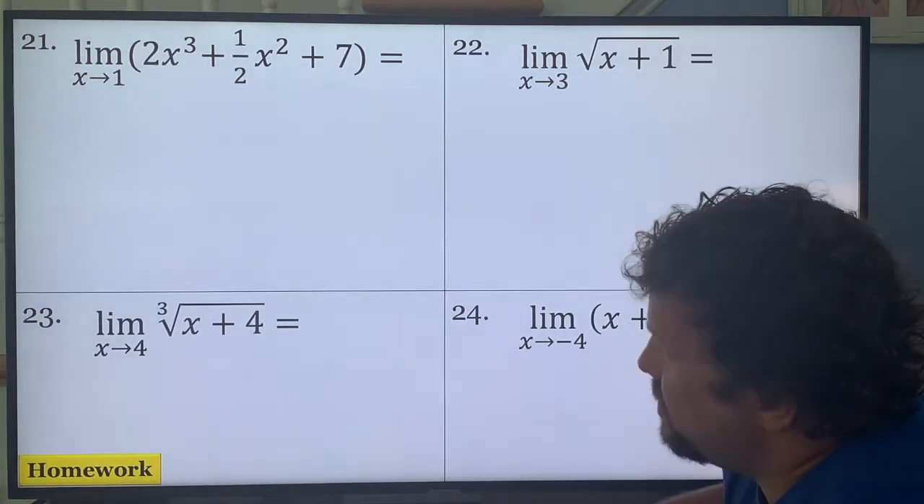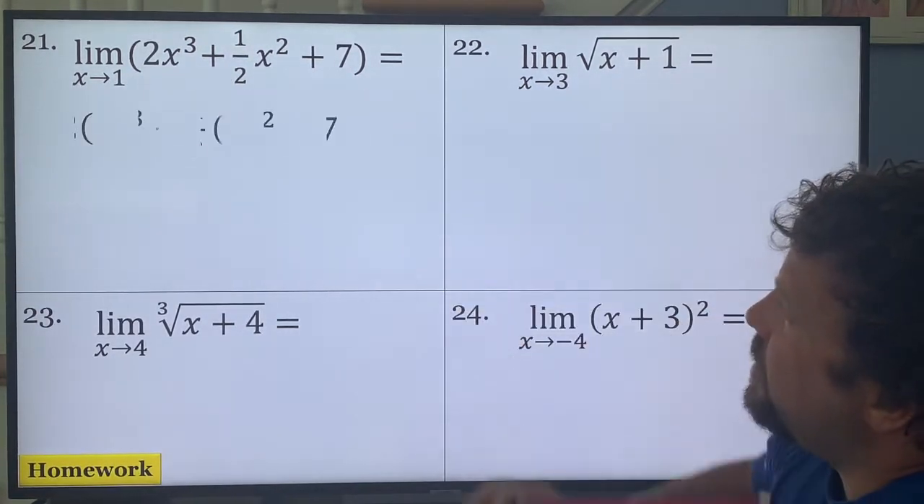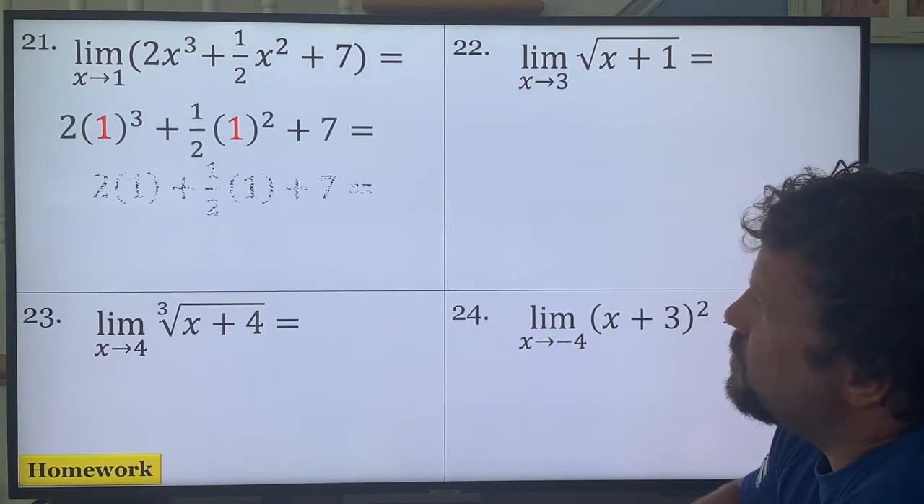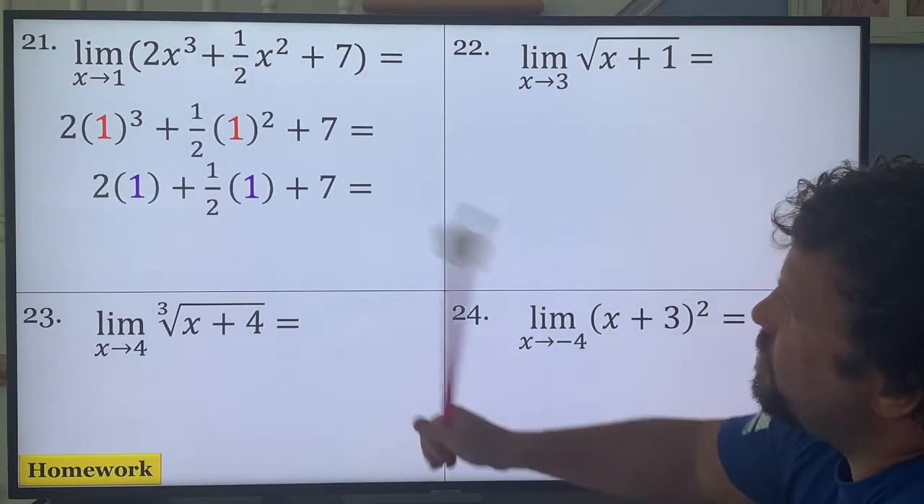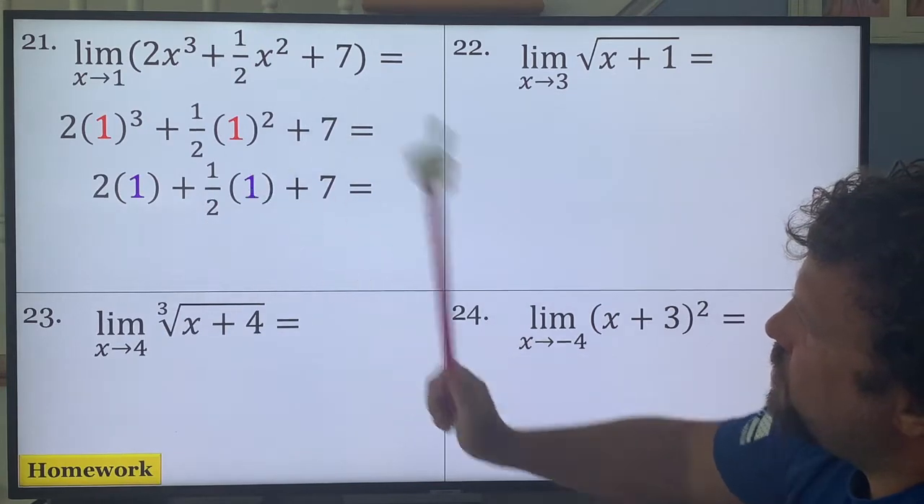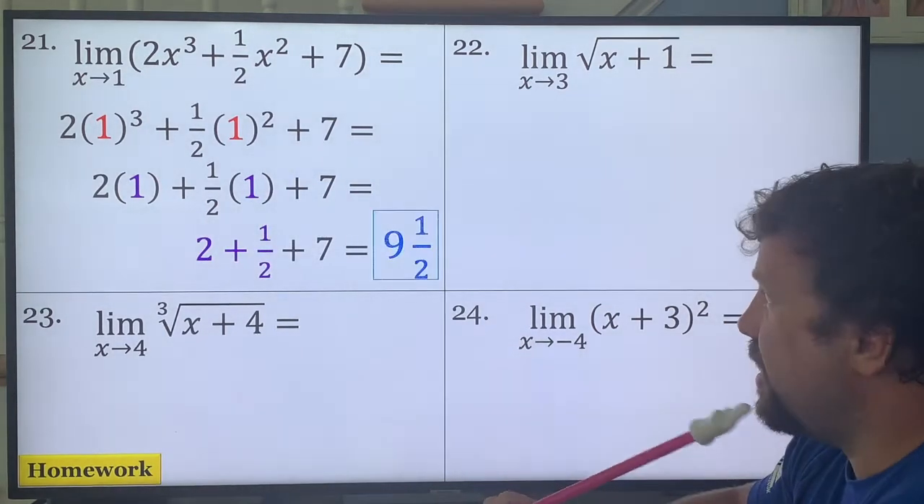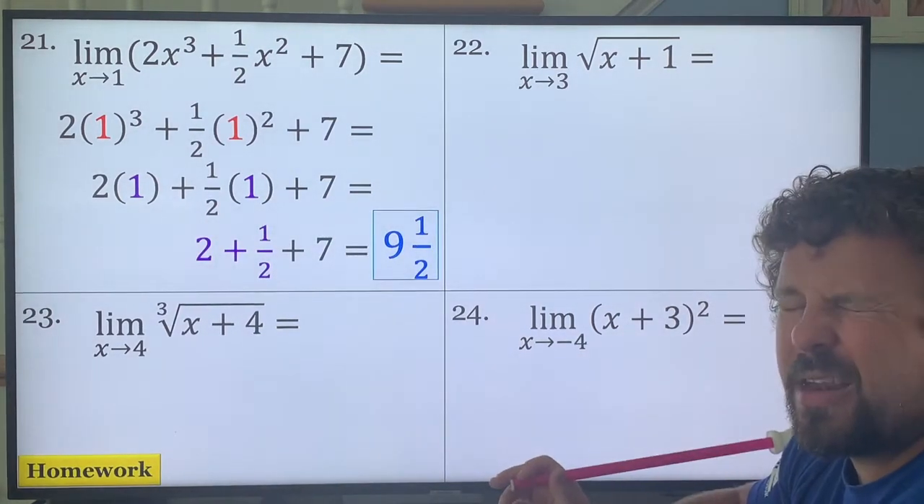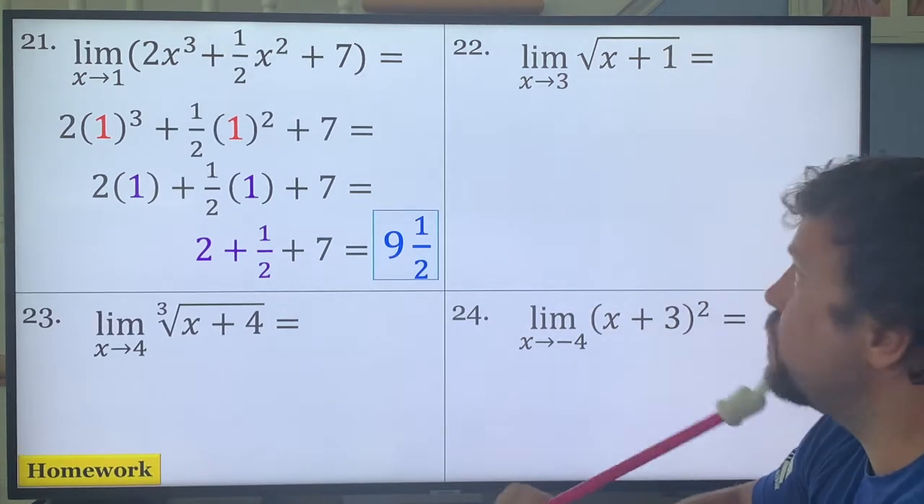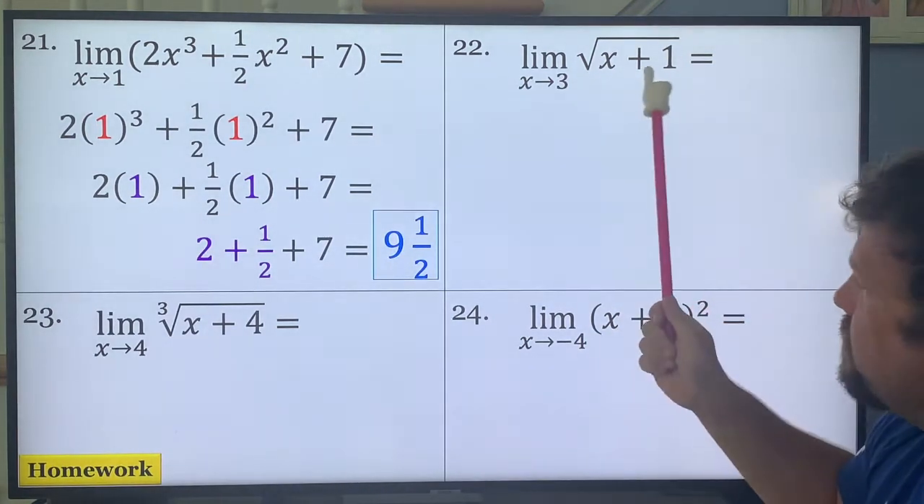Now, your homework that you're supposed to have done. Take the 1, plug it in. 2 times 1. 1/2 times 1 plus 7. 2 plus 1/2 plus 7, 9.5. Or 19 over 2. Or 9.5. All good.